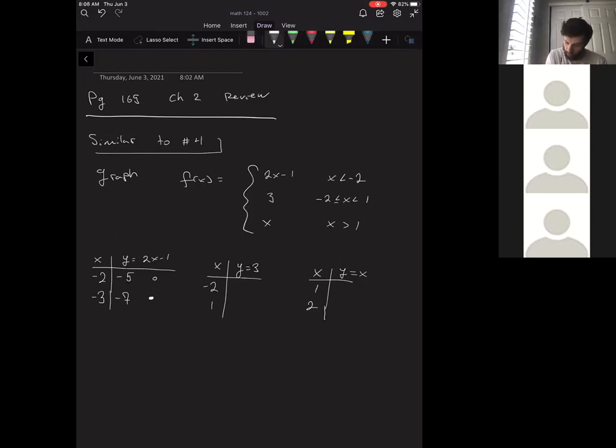Minus 2. So in this middle equation, no matter what number we plug in, we always get the number 3. So 3 here, 3 here. And minus 2, we're allowed to use minus 2 because you see how we have the or equal to sign. So we could put a closed circle here. But we're not allowed to plug in 1, you see, because we have this less than sign, and 1 is not less than 1. So to keep track of that, we're going to put an open circle on this one.